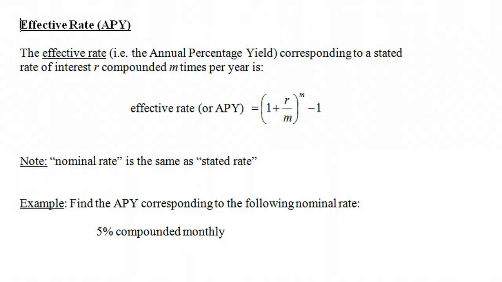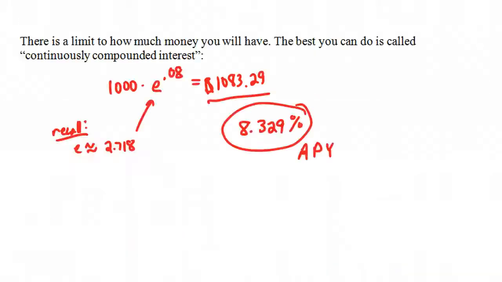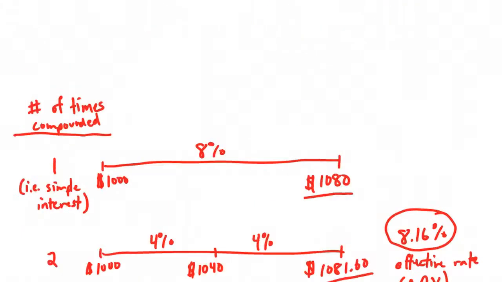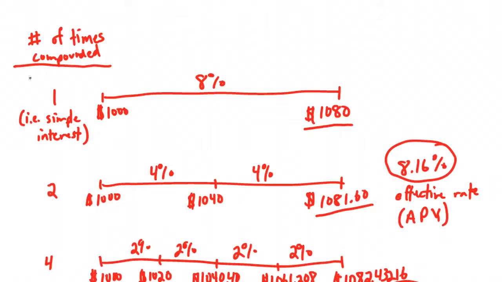In this video, we're going to talk about the effective rate, or the annual percentage yield, when we're dealing with compound interest. Now, the easiest way to think about this is to go back to our example from near the beginning, when we talked about putting $1,000 into a bank account, getting 8% interest. If you just think this through in your head, you might think, oh yeah, I get $1,080 at the end of the year.